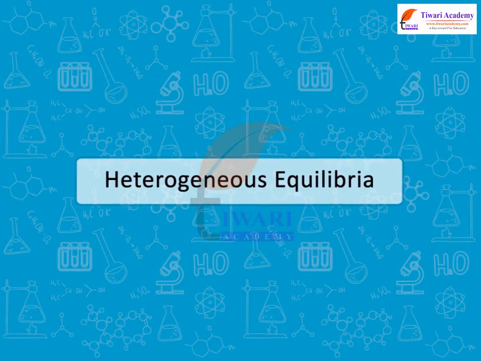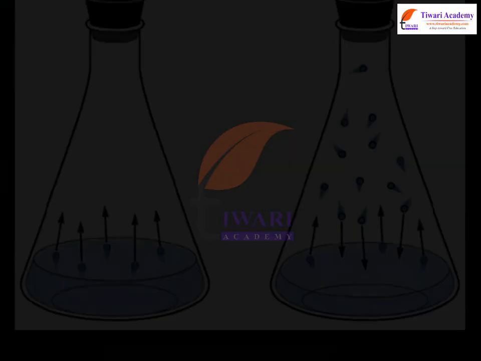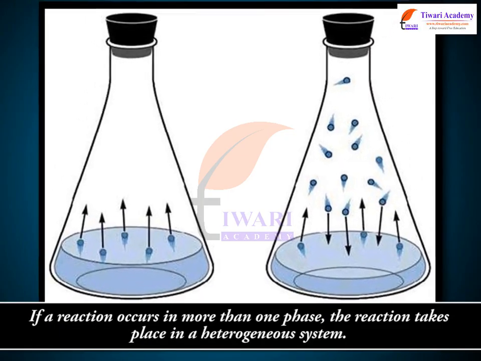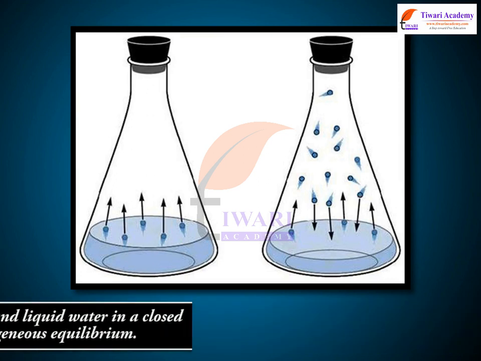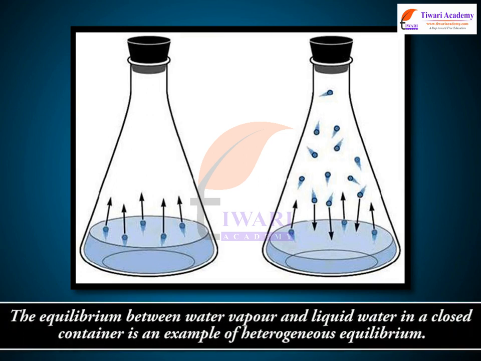Heterogeneous equilibria. If a reaction occurs in more than one phase, the reaction takes place in a heterogeneous system. The equilibrium between water vapor and liquid water in a closed container is an example of heterogeneous equilibrium.